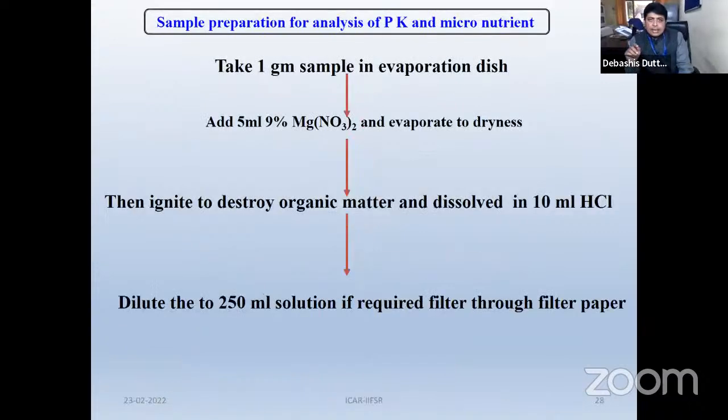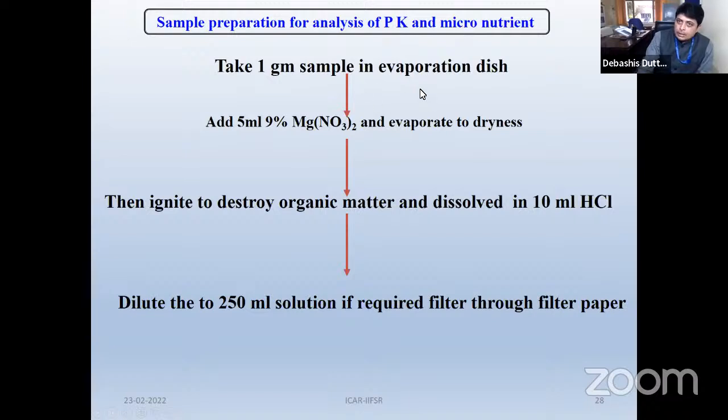In the case of phosphorus and potassium, the nitrogen is a separate thing, but phosphorus, potassium and micronutrients are not volatile. Nitrogen is volatile, as we have to estimate it through the ammoniacal form, which is gaseous. But in the case of phosphorus, potassium and micronutrients, we have to estimate or analyze them as such. They are not in a volatile form.